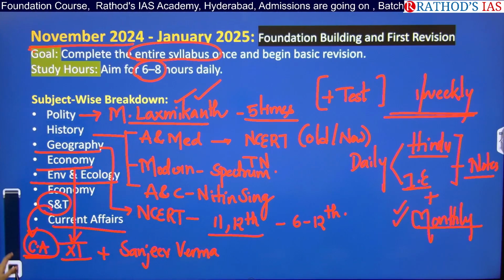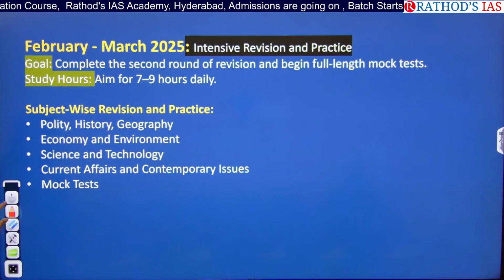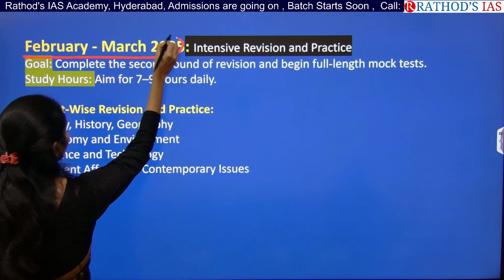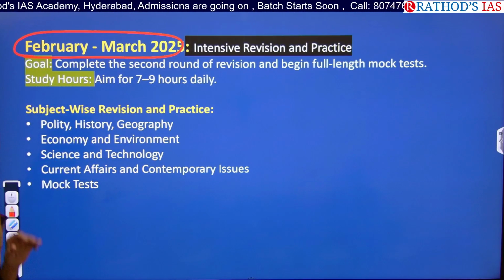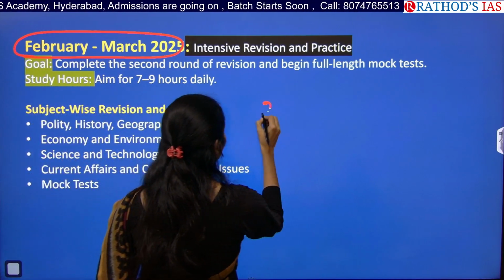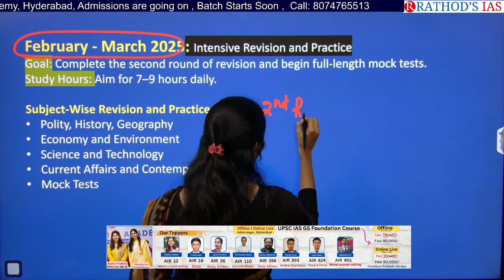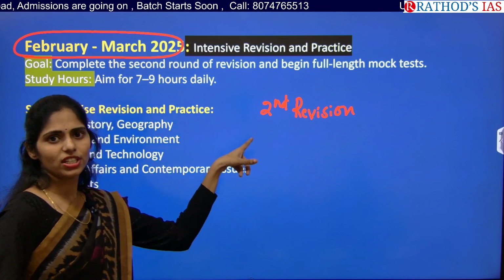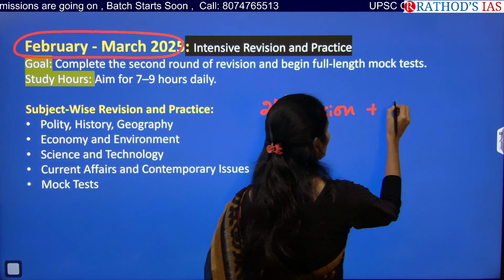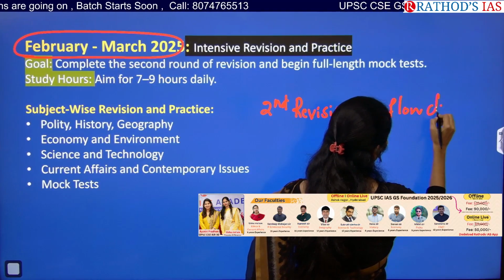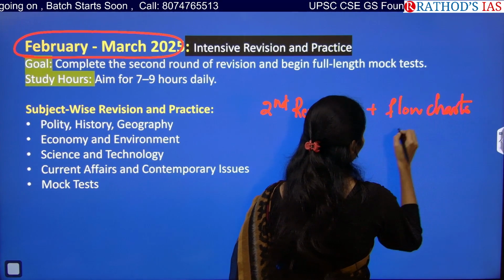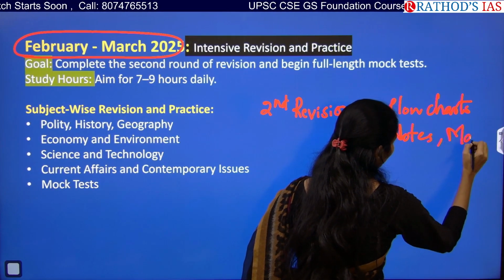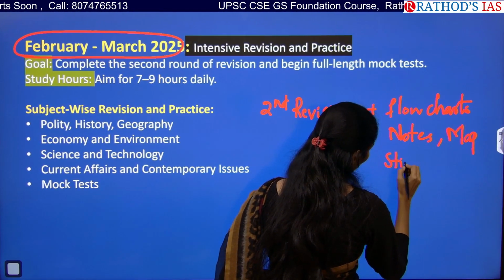So let us move on to phase 2. In this phase 2 of this plan, that is from February to March, you have to focus on your second revision. And this is your second revision, right? So you can make some flow charts, and you can start making your notes here. Notes should be based on flow charts and mapping, and you can use sticky notes also.